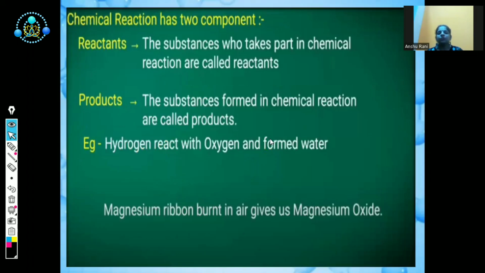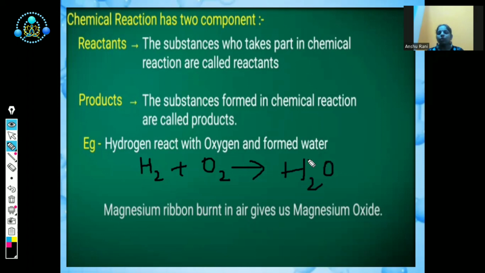In a chemical reaction, we have two components, reactant and product. Reactants combine to form product. When we write a reaction, we write it in this way. We are writing hydrogen combines with oxygen. It forms water. Here we are using symbols of reactants and products. This equation we are writing as chemical equation.